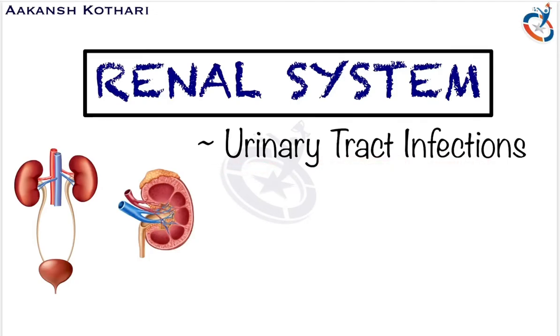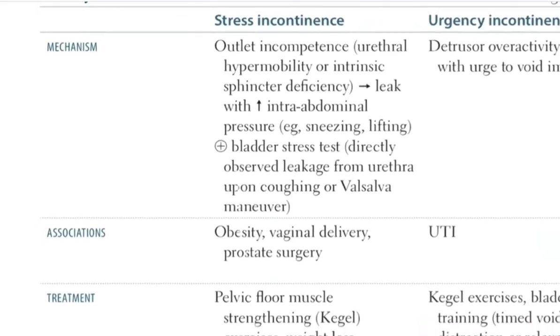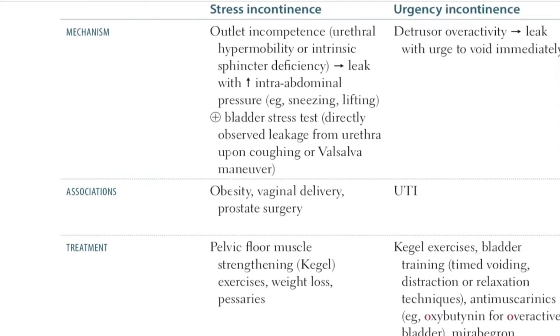Okay, so let us start with the first topic, that is urinary incontinence. Now, there are three basic types of urinary incontinence, which include stress incontinence, urgency incontinence, and overflow incontinence. We look at each of them individually, starting with stress incontinence. Stress incontinence majorly occurs due to outlet incompetence.